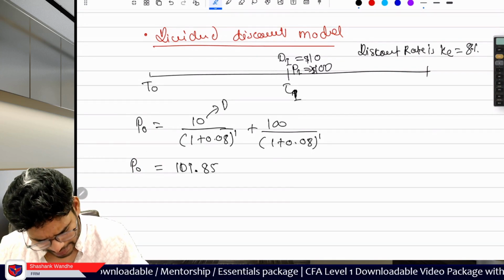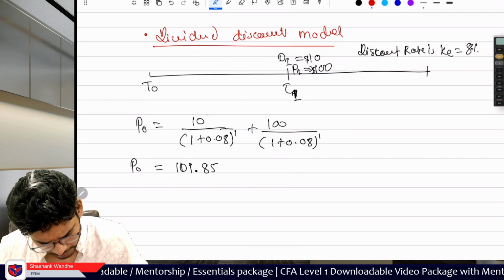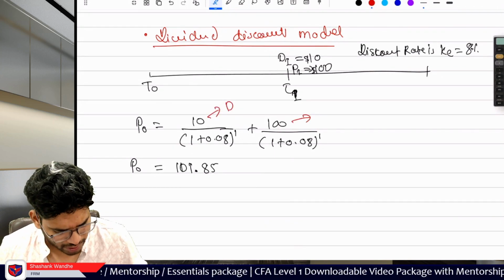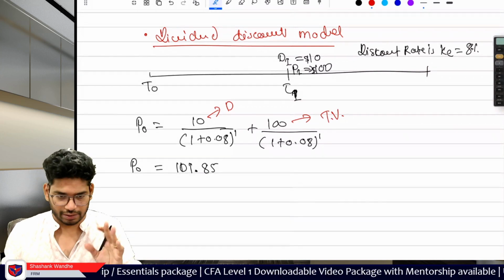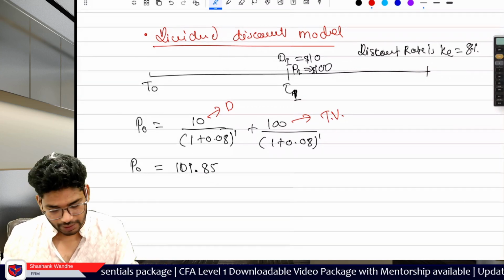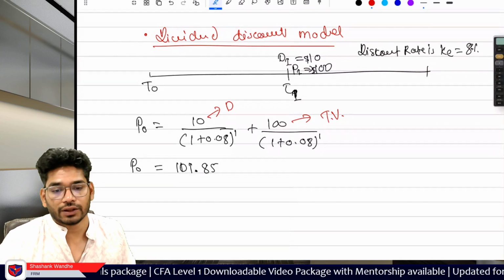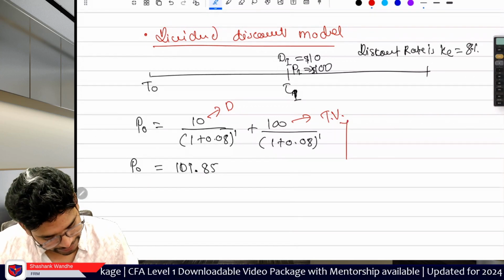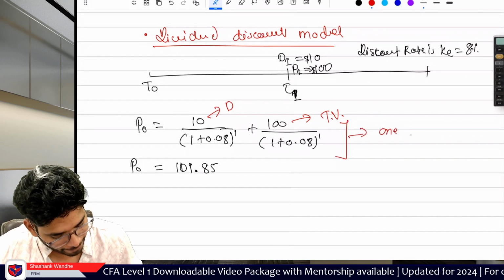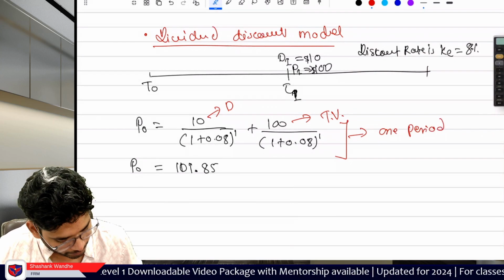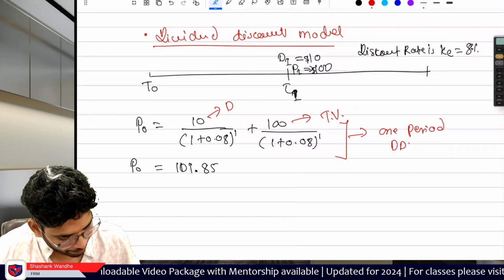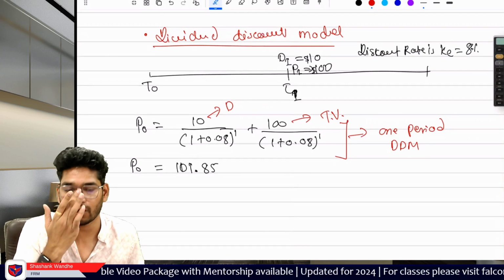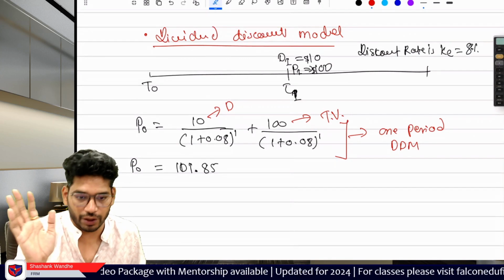Now this you already understand, this is the dividend. Okay. And this is known as a terminal value. Terminal value as in the value of the share at a specific point. Fine. And what we did here is the 1 period dividend discount model. I'll simply write it as DDM. Okay, this is the 1 period dividend discount model, because we are doing the calculation for 1 period only.